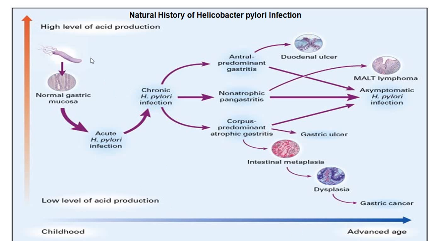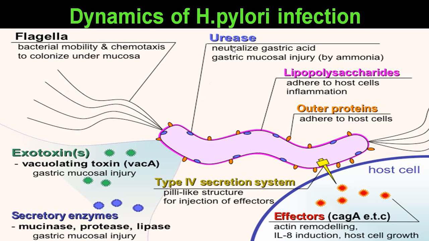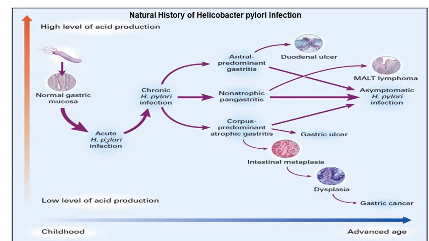This is, in short, high level of acid production. Even with acid production, H. pylori can survive. This is a normal gastric mucosa. Now H. pylori, once it enters the stomach, because of multiple mechanisms like urease enzyme, CagA, other lipopolysaccharides, and secreting enzymes, will produce acute H. pylori infection. Over a period of time this will produce chronic H. pylori infection, and when it is in the antral part, it will produce antral gastritis, which will end in duodenal ulcer, or it may produce asymptomatic H. pylori infection.